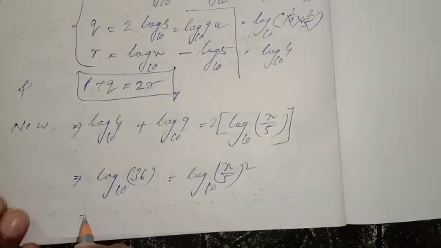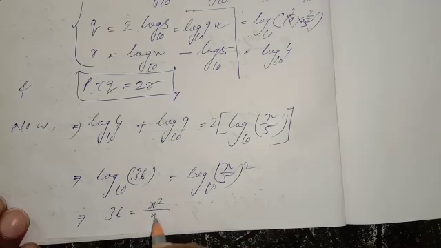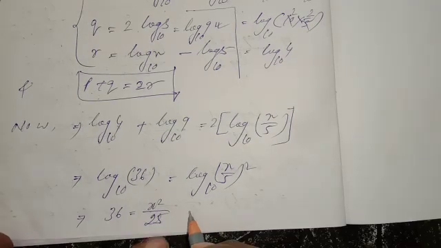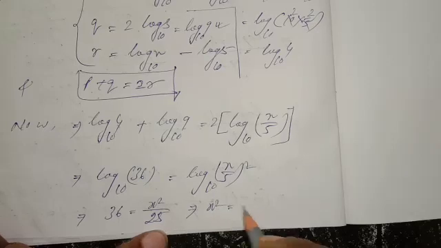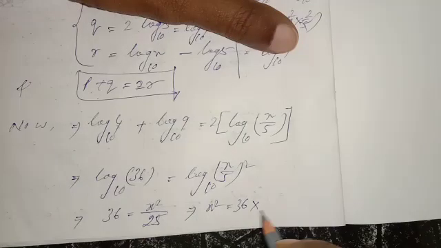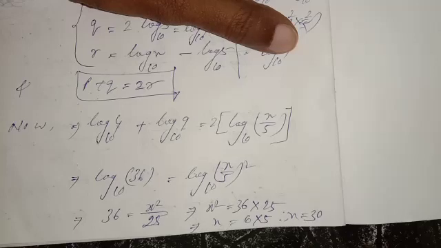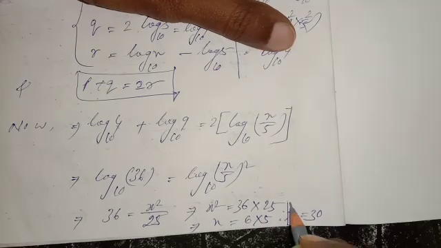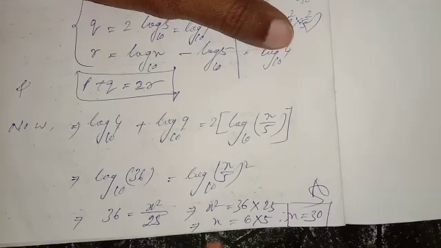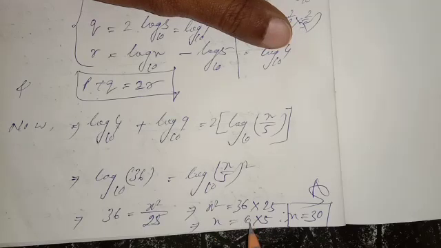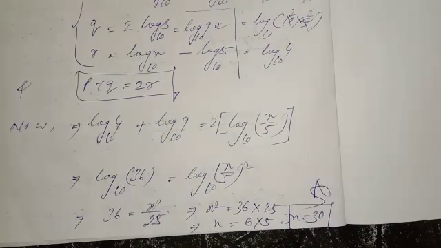Okay, now comparing both sides, just see, 36 equal to how much? X square by 25. So this implies x square equal to 36 into 25. X means root of this, 6 into 5. Therefore x is equal to 30. Okay, taking square root on both sides, root of 36 is 6, root of 25 is 5. 6 fives are 30, which is the value of x. I think it is clear.